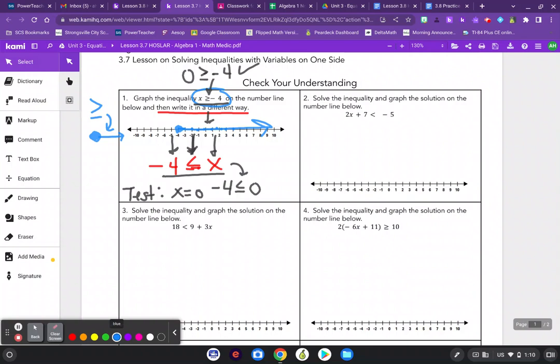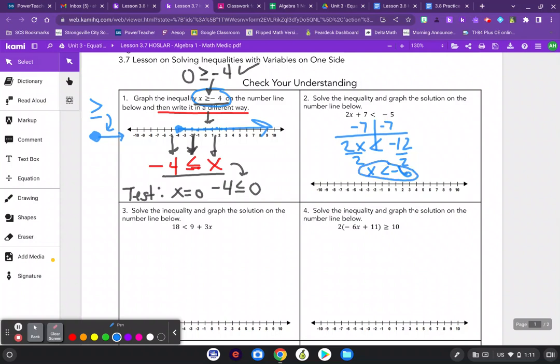Question number 2 says solve the inequality and graph the solution. And so just like with equations, you can draw the line down. It's not really through the equal bar because I have a less than symbol, but that way I can keep this balance, right? I'm going to subtract 7 on both sides. So I get 2x is less than -12, and I can divide both sides by 2, and so I get that x is less than -6.